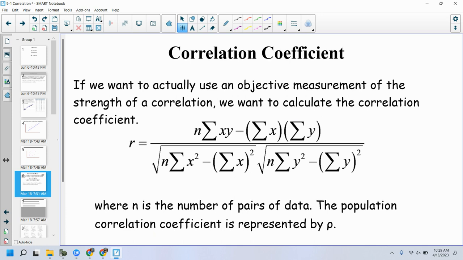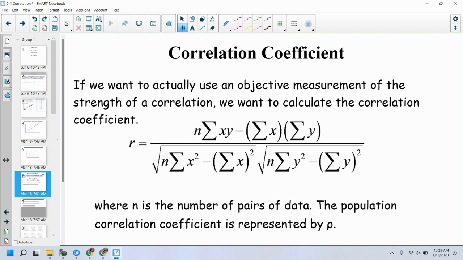Now, here's what we're going to do. I would never make you memorize that. First of all, it's on your chapter 9 formula sheet in here. Look, it's right there. And for our purposes on any assessment, you're allowed to use your graphic calculators, and you can compute that on your graphic calculators. If we want to actually use an objective measurement of the strength of correlation, we want to calculate the correlation coefficient. Now, this is the calculation of the correlation coefficient. Your calculator does this for you. And I'll show you how to find it in your calculator.